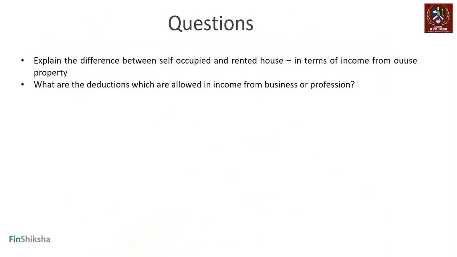At this point, as we come to the end of this particular section, a couple of quick questions. Explain the difference between self-occupied and rented house in terms of income from house property, and what are the deductions which are allowed in income from business or profession.